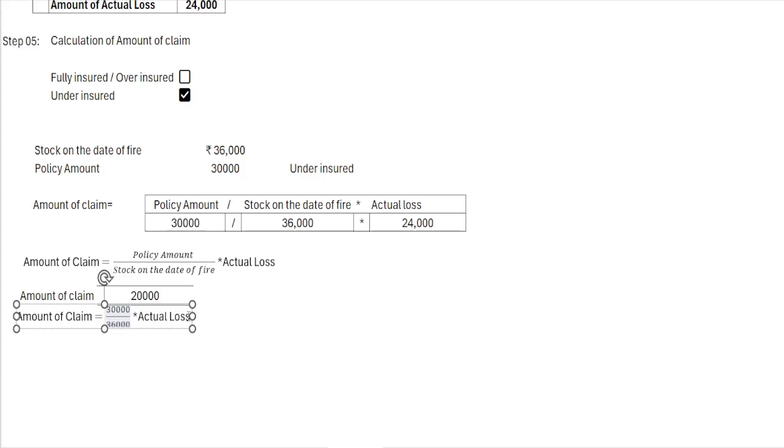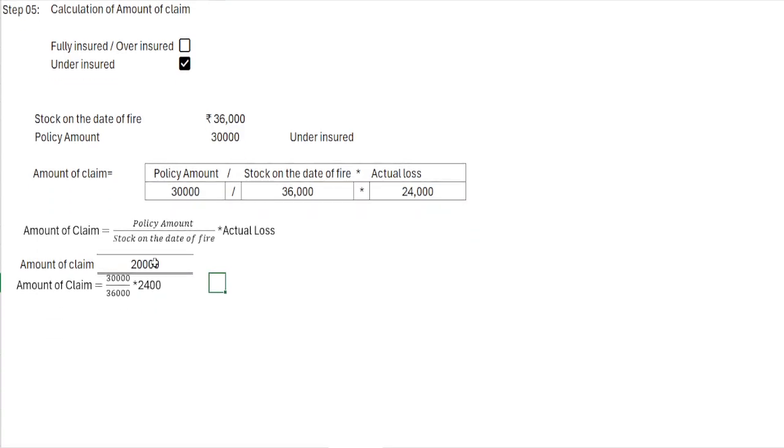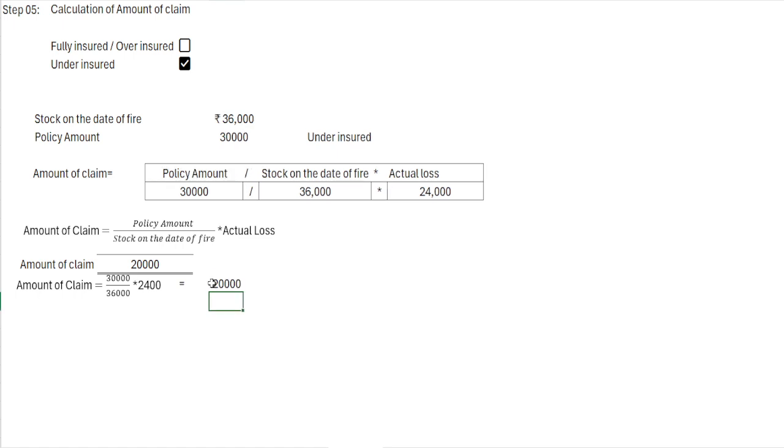Then into the actual loss, which is 24,000, which comes to 20,000. The amount of claim is equal to 20,000. Thank you.